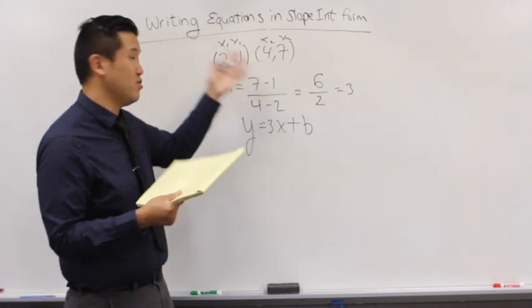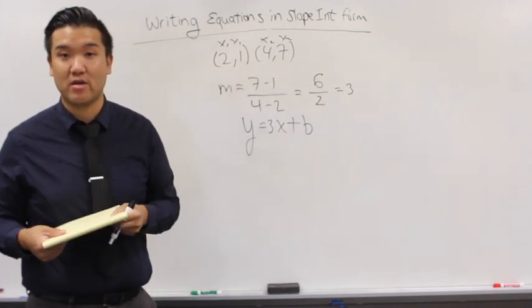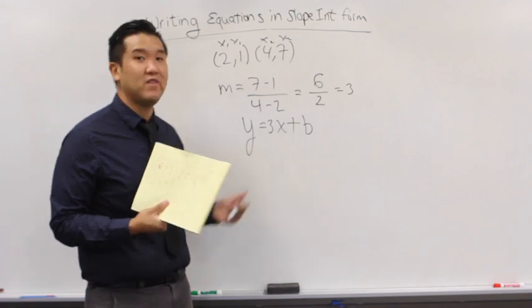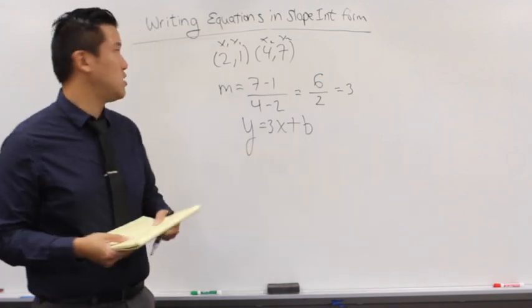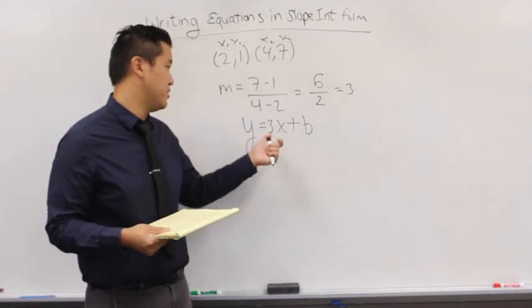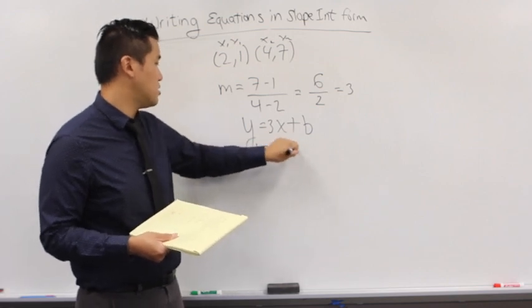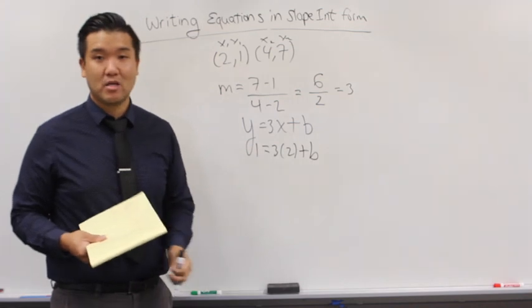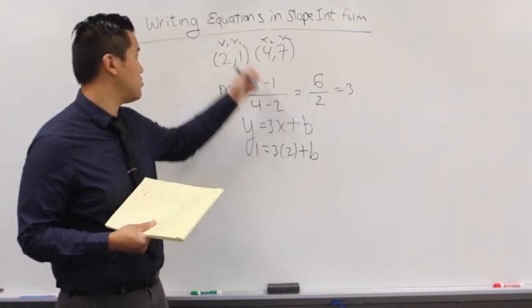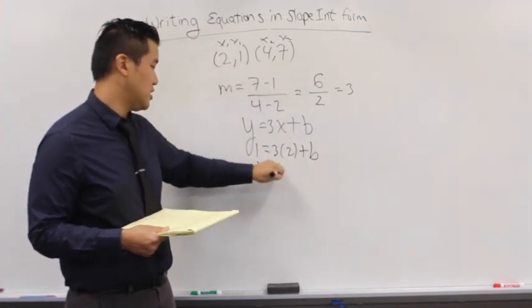Remember the first problem I gave you b, so all you have to do was plug it in. In this case, I don't know what b is. There's no 0, anything. So we actually have to plug in any value. I always say pick the easier one. 2, 1's a little bit easier. So I'm going to plug that in for x and y and solve for b. So you have 1 equals 3 times 2 plus b.